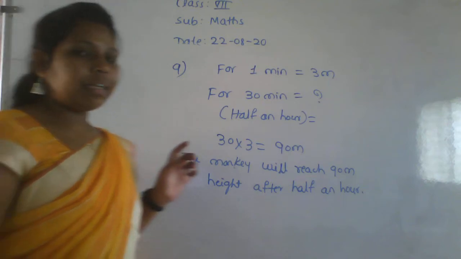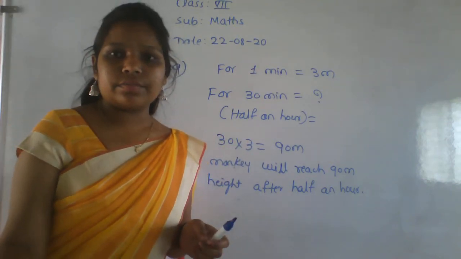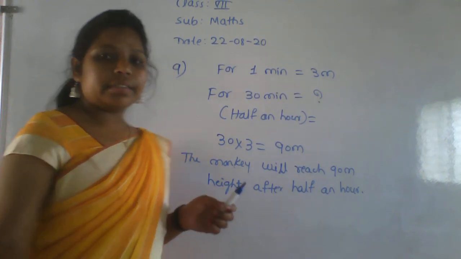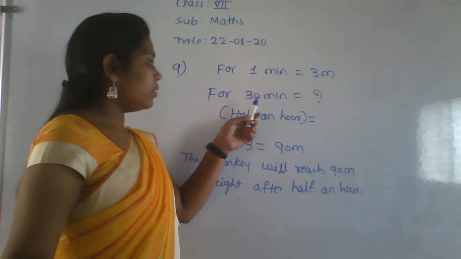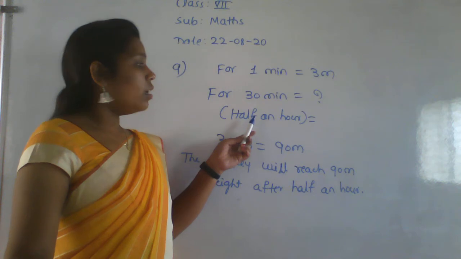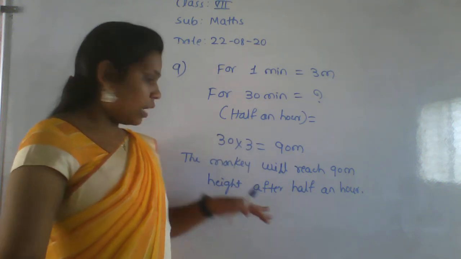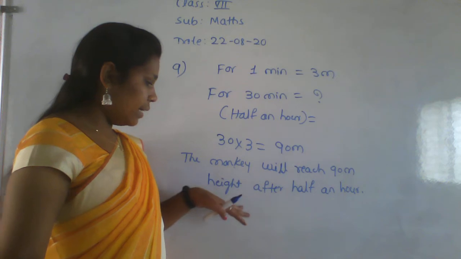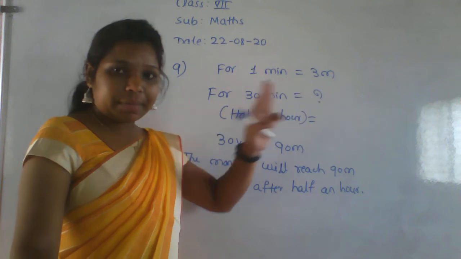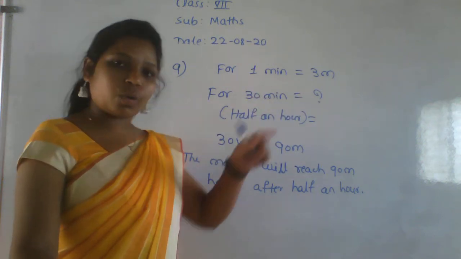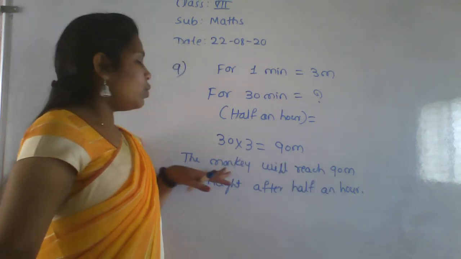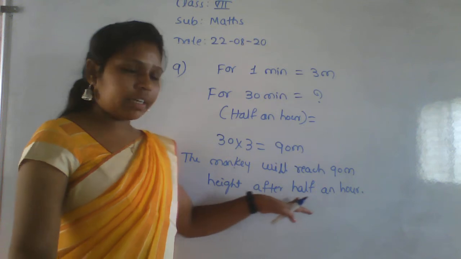Okay. For 1 minute the height is 3 meters, and for 30 minutes, question mark. We have to find it for half an hour. After half an hour, how high will the monkey reach? So here the monkey will reach 90 meters height after half an hour, because we have 30 minutes. For 1 minute there is 3 meters. Then for 30 minutes what? So by cross multiplication, 30 into 3, you will get 90 meters. Okay, so the monkey will reach a 90 meter height after half an hour.